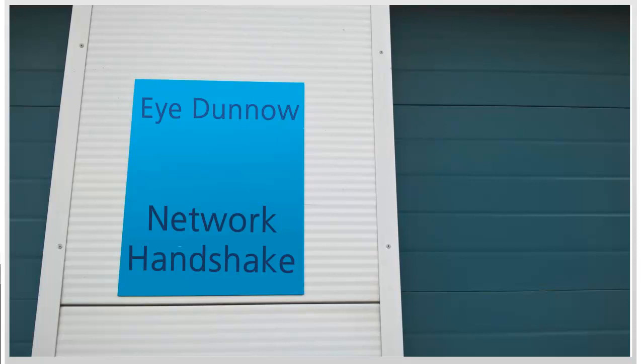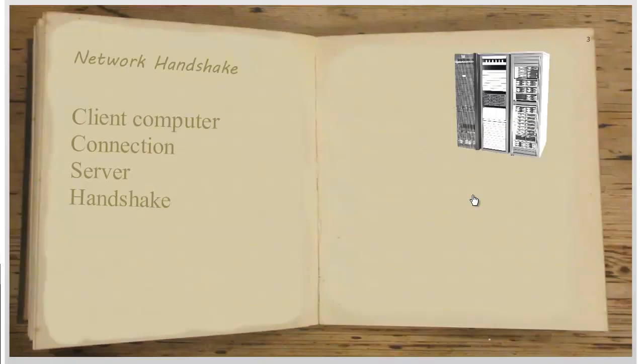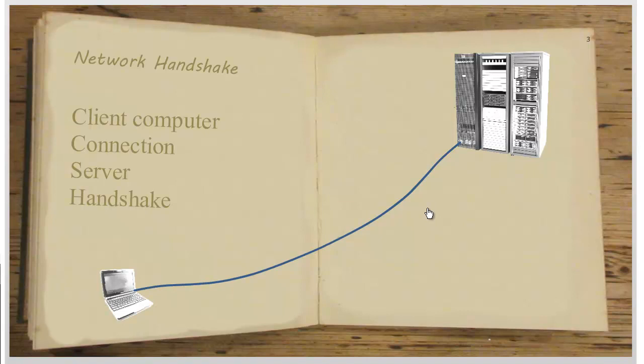Hello, today we're going to look at a network handshake. Now, a network handshake takes place when you first connect a server to a client. What are those? Okay, so a server is like a large central computer, and a client is probably one of many small local computers. And they're connected together with a network cable.